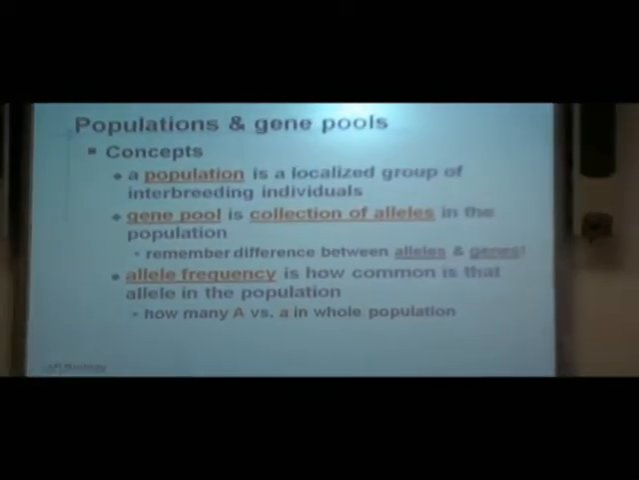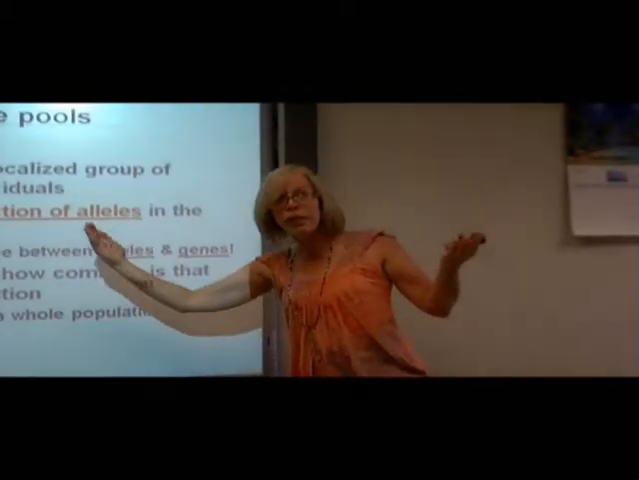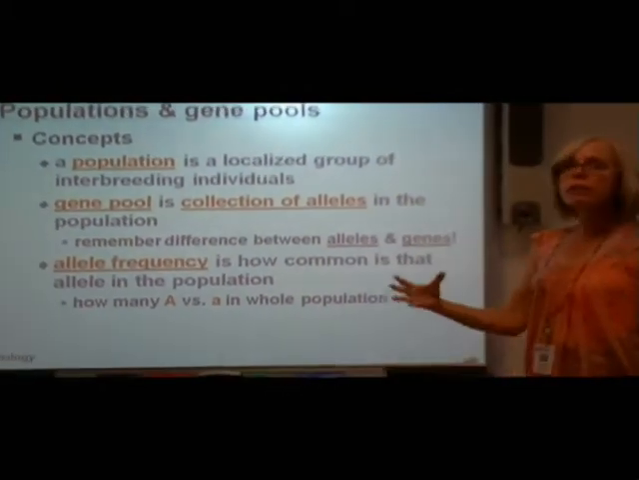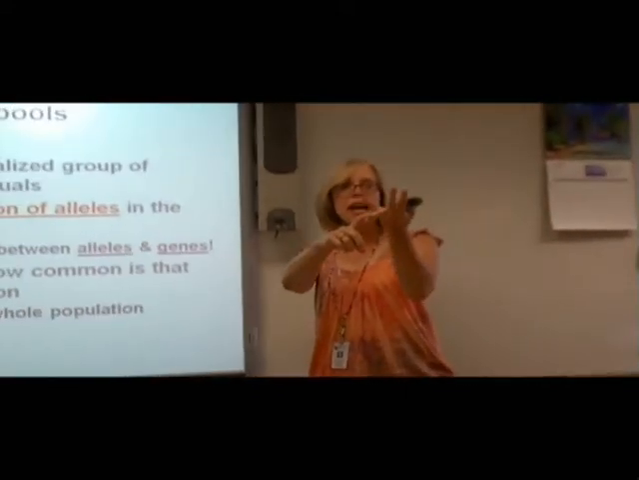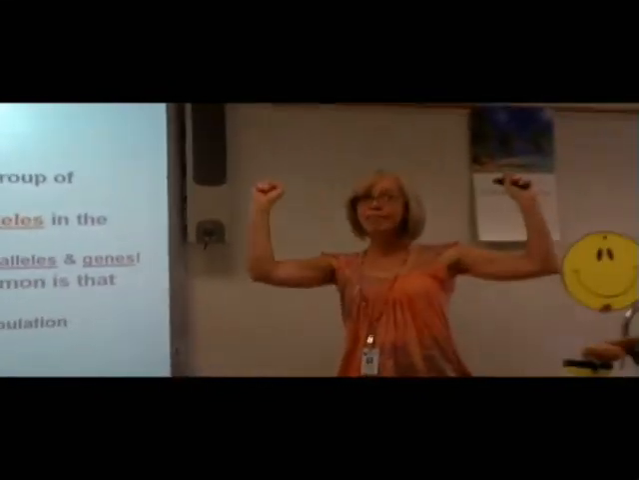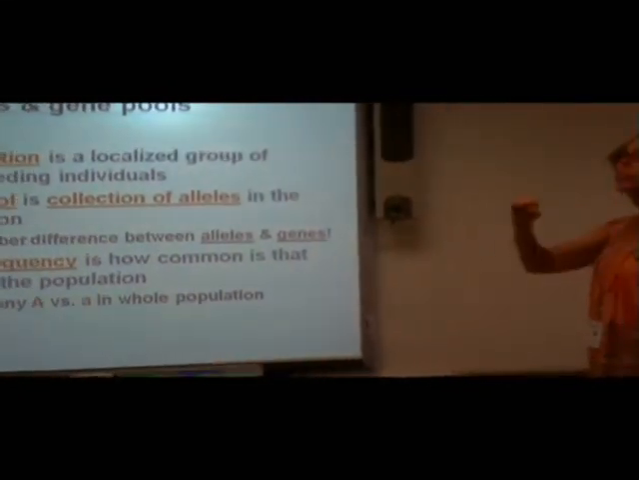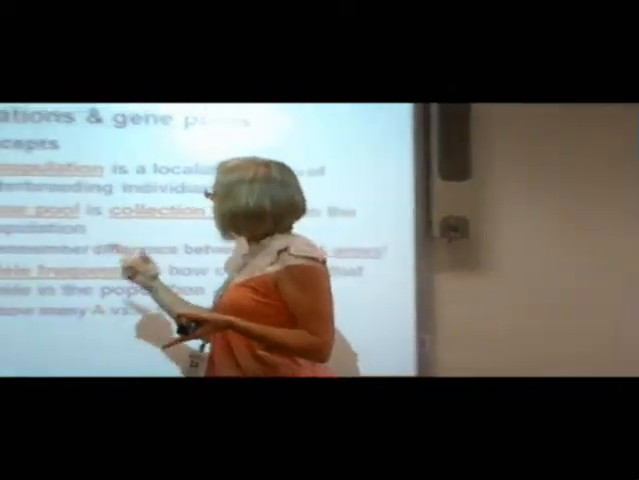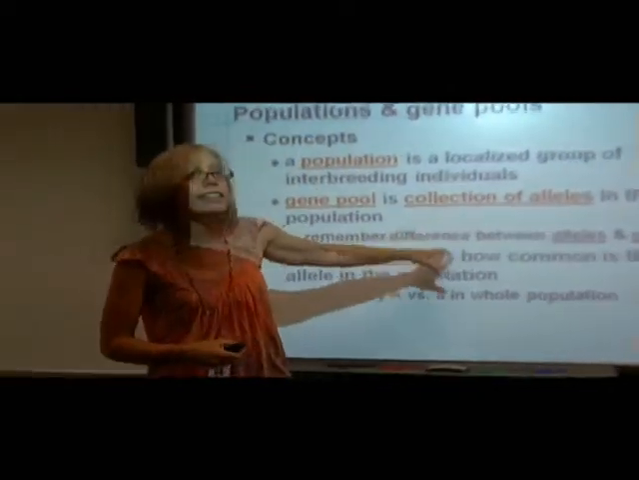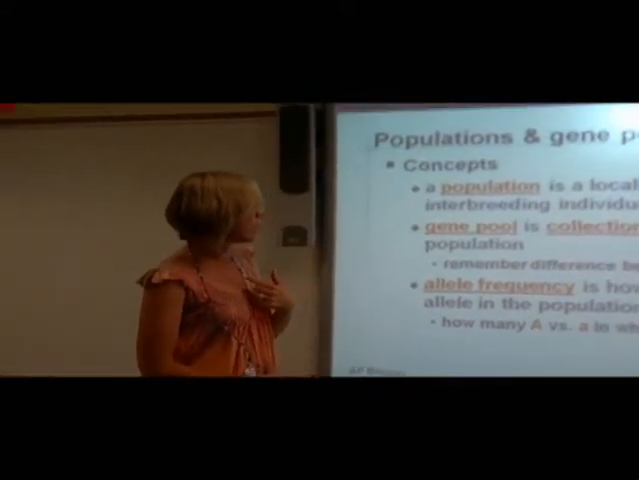So some concepts that we have to remember when we're taking a look at that is, what's a population? Okay? And a population, you'll remember, same species, same place, same time, and our favorite, they interbreed. A gene pool is going to be a collection of all of the alleles in the population. So go back to your brains and try and remember the difference between an allele and a gene. I'm not going to tell you, I'll have you tell me tomorrow.